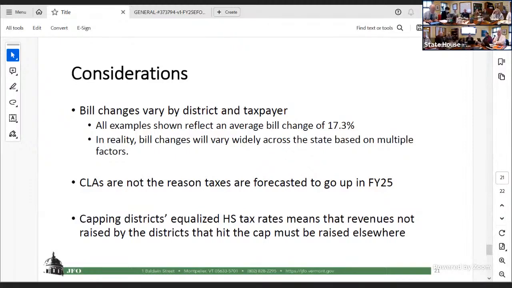CLAs are not the reason that taxes are forecasted to increase in FY25, really just an adjustment factor. And lastly, capping districts' equalized tax rates means that the revenues not raised by those districts need to be raised elsewhere.